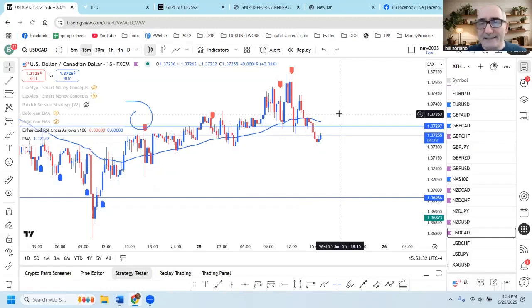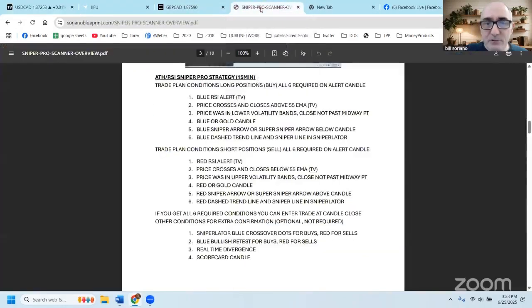That gives you a trade idea. In order for that to be confirmed, that's the first 2 conditions. In order for that to be confirmed, you go to the scanner, the Sniper Pro Scanner, and you look for the other 4 conditions. You have to get all 4 of them. All 6 total have to be met.